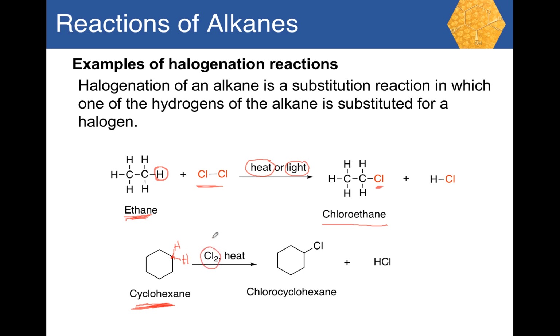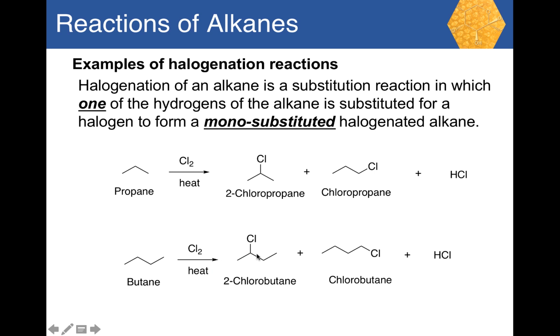Here's chlorine, same chlorine as this. Here's heat, the energy that's supplied. So what is the product? You take one of these hydrogens and you substitute chlorine. Of course, the other product is HCl. So this becomes the product. For the quiz and the test, you should be able to predict the products of the halogenation substitution reaction.